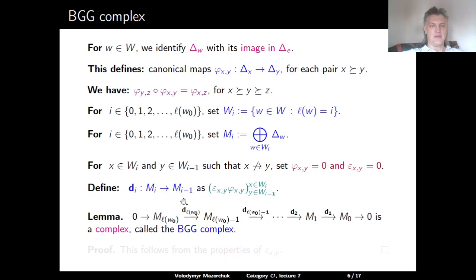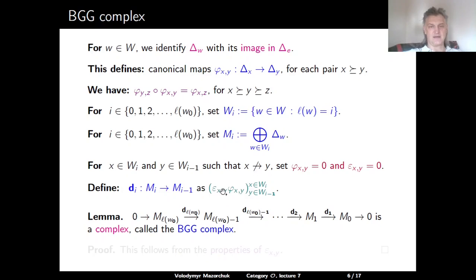The claim: if we now consider the sequence which consists of all these Mi's and the linear maps Di's between them, then this sequence is a complex, and this complex is called the BGG complex. And the claim that the sequence is a complex just means that the composition of two maps in the sequence is 0.